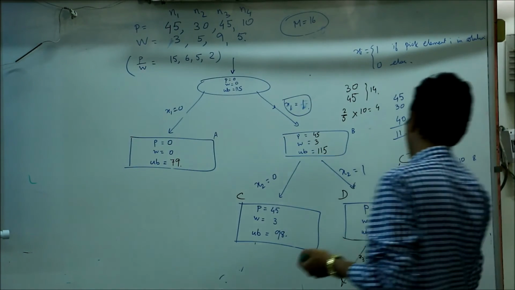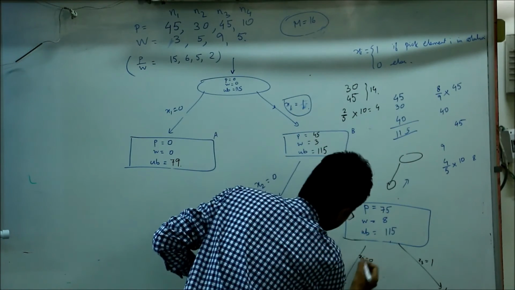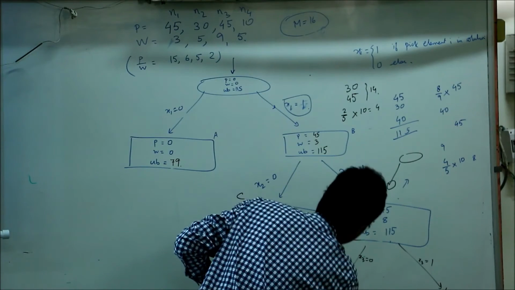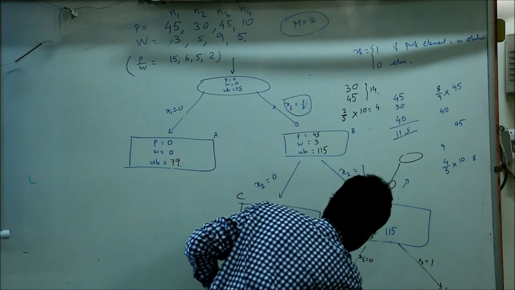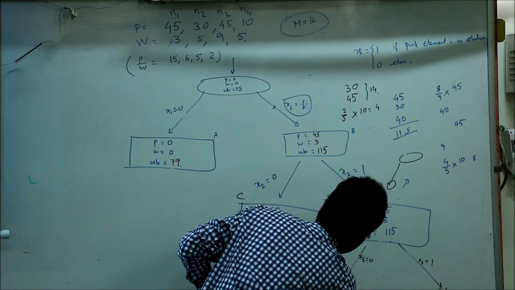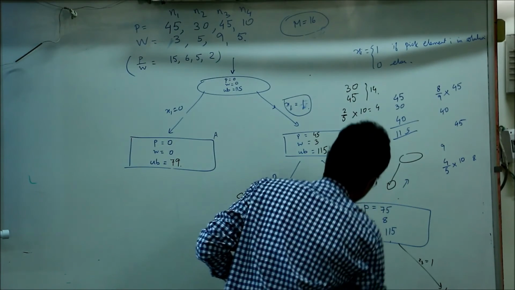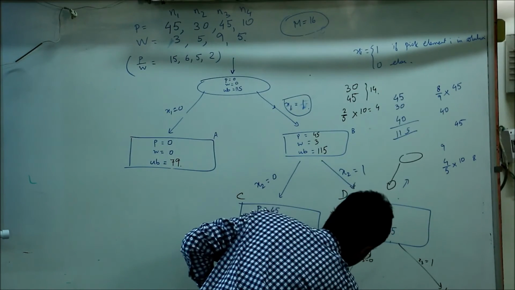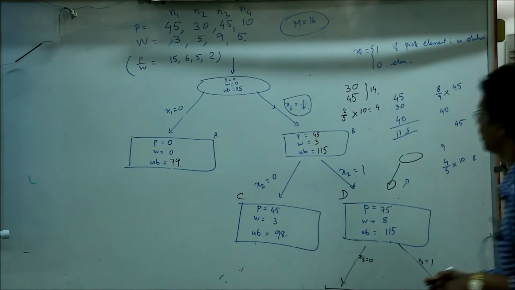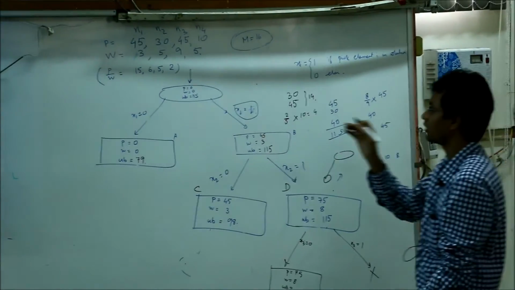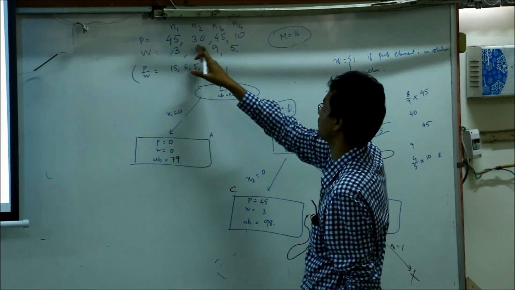So now what is the upper bound for x3 is equal to 0? So here your P is 75, W is 8, and upper bound is what? So you have 3 and 5 and you can have all this, so it will be 85, right?